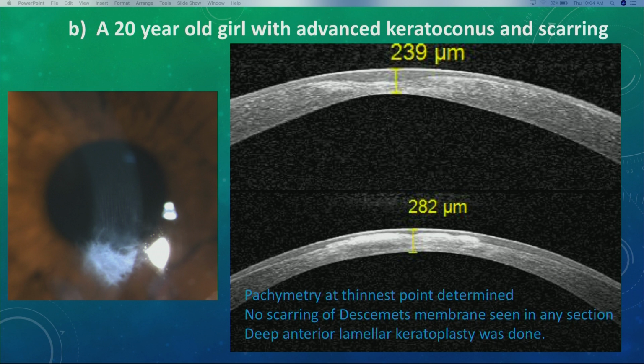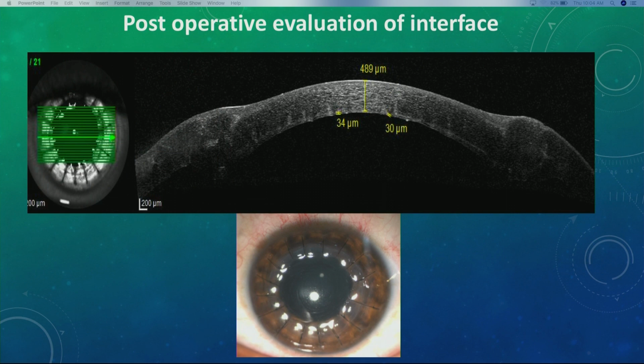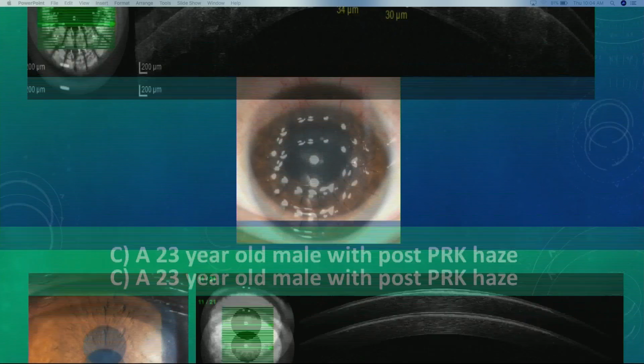So if you see no scarring of the Descemet membrane in any section, a deep anterior lamellar keratoplasty can be safely done. And one could also post-operatively evaluate the interface to see how much of the stroma you've left behind in case one has done a manual dissection.